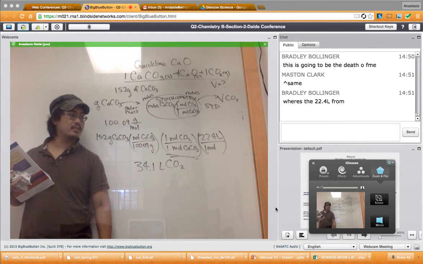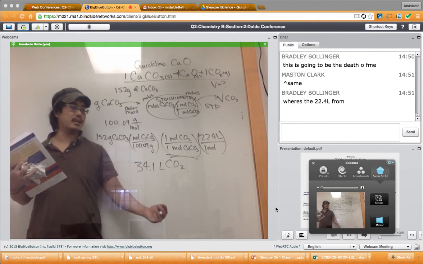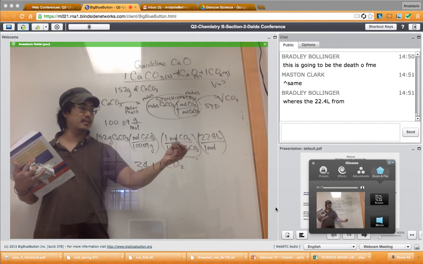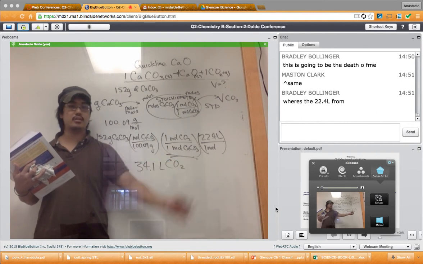Bradley asks, where's the 22.4 liters from? Well, I told you that the gas was at STP. So if the gas is at STP, you can say that 1 mole of gas is equal to 22.4 liters.